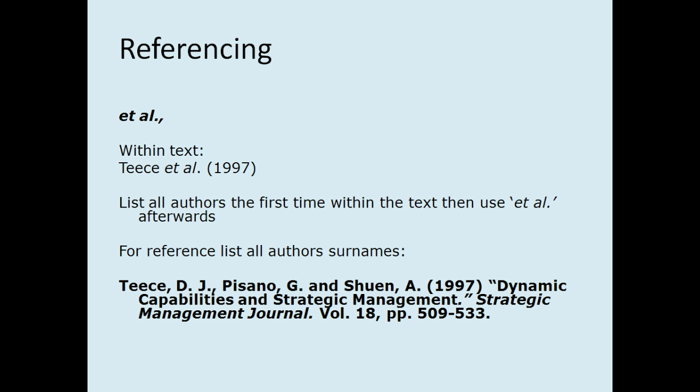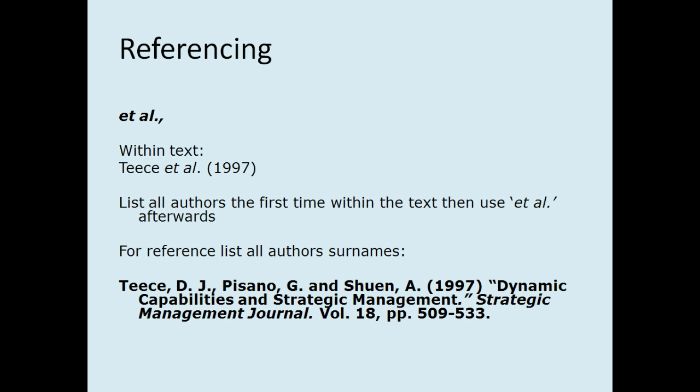So I'm writing about Thies, Pisano, and Schoen's work. First time in my writing, I will write Thies, Schoen, Pisano, 1997. The next time I will actually just put Thies et al. 1997. So the little rule there is use et al. when you've got 3 or more authors. If you've got 2 authors, don't use it. 3 or more authors just saves you a bit of time.